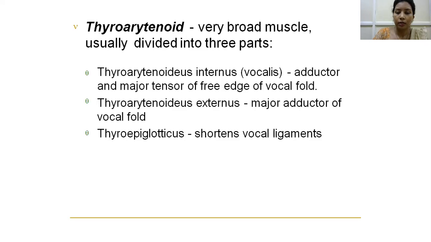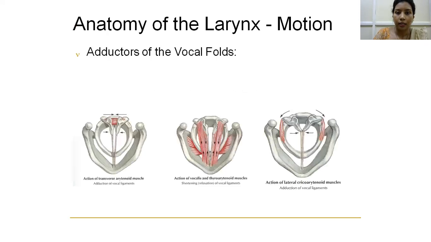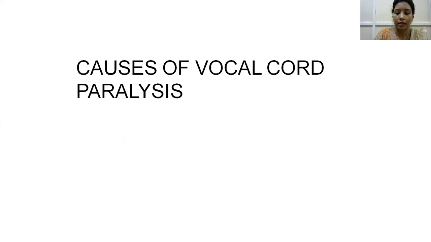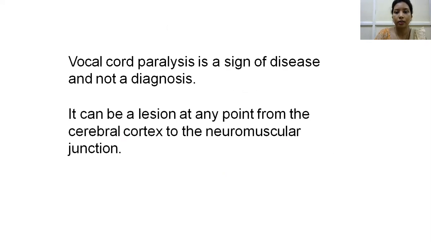So coming to the laryngeal paralysis proper, we will start with the recurrent laryngeal nerve. So you have to note that vocal cord paralysis is a sign of a disease. It by itself is not a diagnosis. So something causes vocal cord paralysis. It is not by itself a diagnosis.